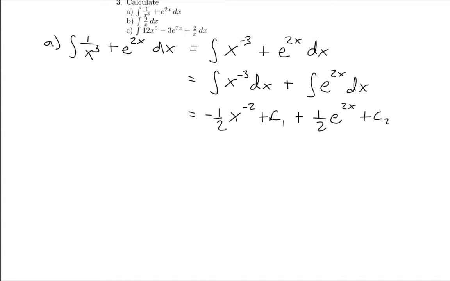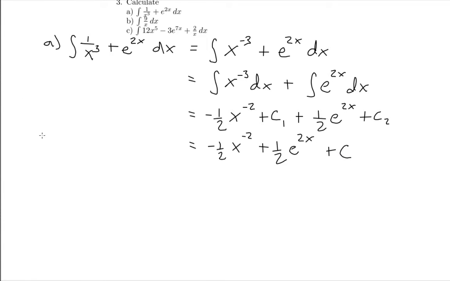Now I have some arbitrary constant, no idea, just some number, doesn't matter. And I have some number, doesn't matter, over here. If I have some number that doesn't matter and I add it to another number that doesn't matter, what I end up with is just some number that doesn't matter. So I'm just going to collect these two constants into one master constant. I'm just going to simplify this as negative 1/2 x to the negative 2 plus 1/2 e to the 2x plus some giant constant c.